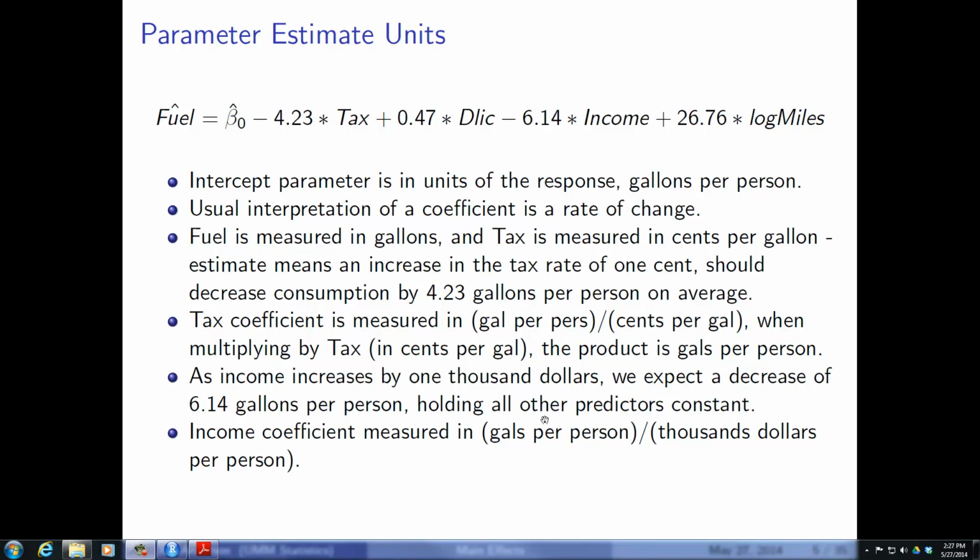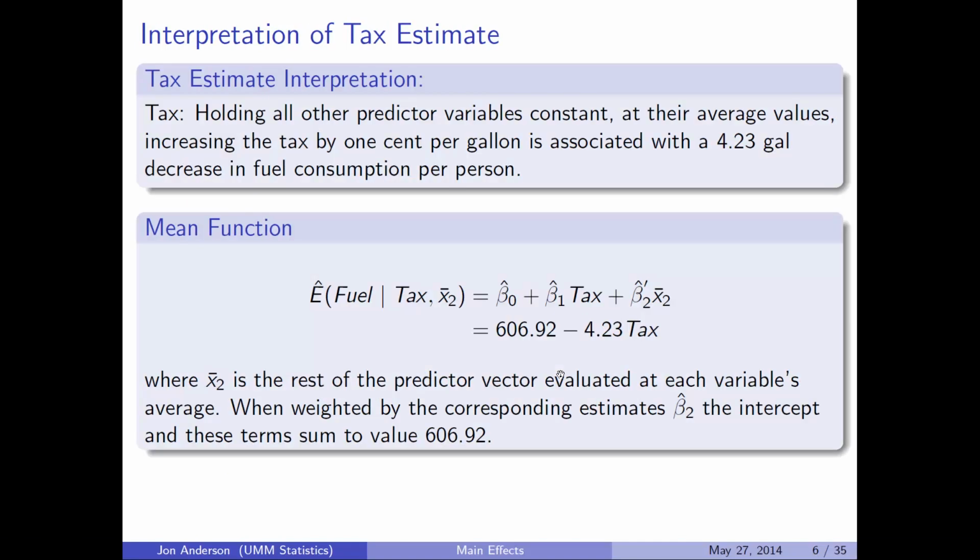As income would go up by $1,000 per person, you'd expect a decrease of 6.14 gallons per person, other predictors held constant. And so therefore this coefficient is going to be in gallons per person per $1,000 per person. Okay, we've talked about the tax estimate.